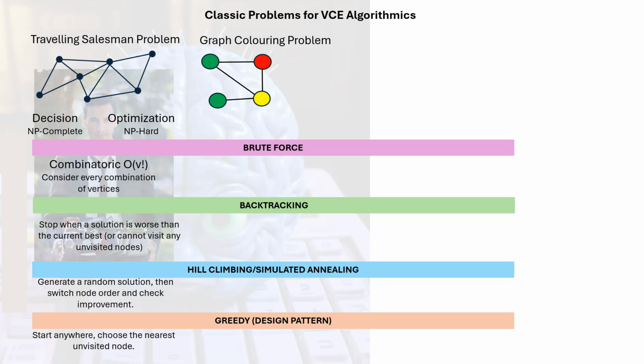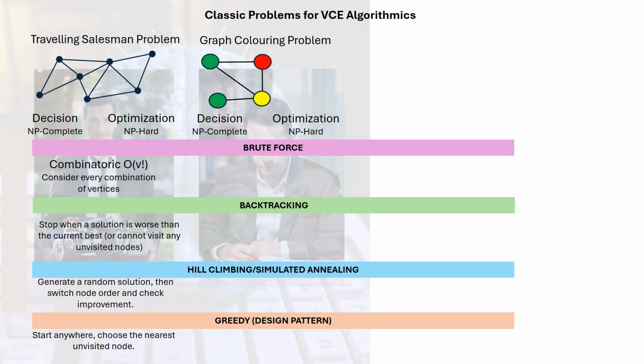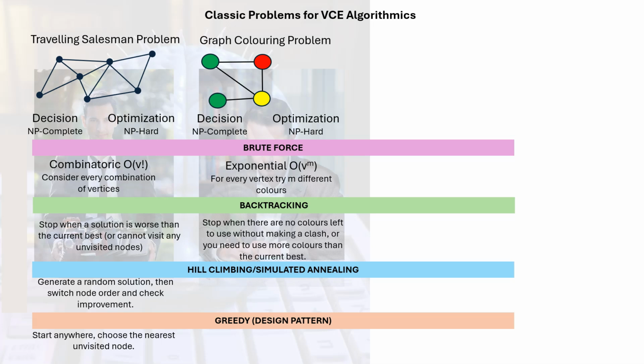Like the travelling salesman problem, the decision problem, can it be done with m colors, is NP complete, and the optimization problem is NP hard. Like the travelling salesman problem, brute force works by trying every combination of colorings, which is exponential, m to the power of v for v vertices and m colors. Backtracking stops as soon as a clash exists or we use more colors than a previous solution.